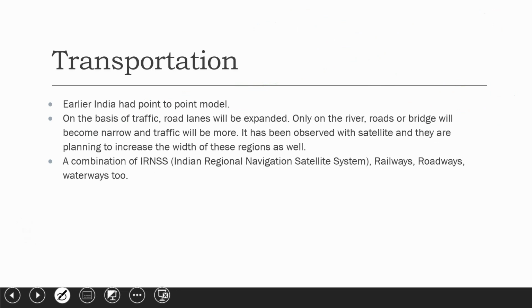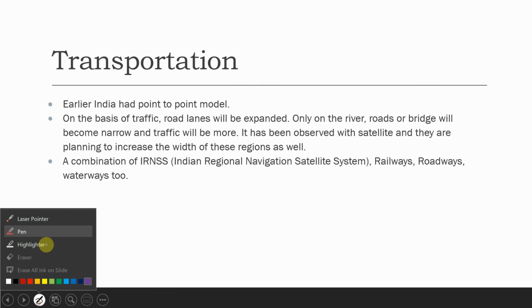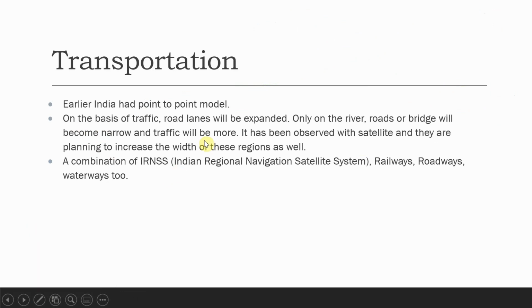Earlier India had a point to point model, and on the basis of traffic, road lanes would be expanded. Only on the river roads the bridge would become narrow and traffic would be more. So the plan is to expand the road size and increase the width of the road, and this has been observed with satellites. They are planning to increase the width of these regions by observing satellite vision. They are using technology to understand the traffic, and on that basis they will construct. So these things also come under the Bharatmala project.